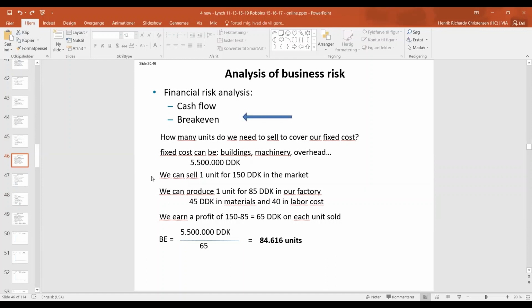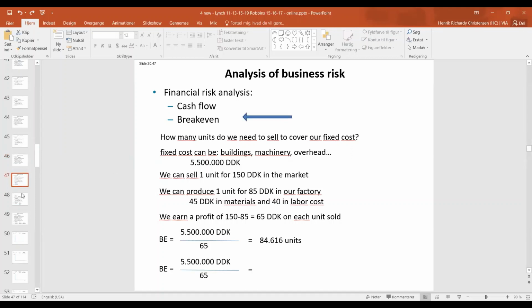So the break even here, if we have a company with this amount of fixed cost and they can sell at a market price of 150, and we have a production cost, the variable cost, of 85, that leaves us with this profit here, and then we simply take the fixed cost and divide by how much we earn on one unit, and that leaves us with the number of units that we need to sell in order to cover our fixed cost. Good.